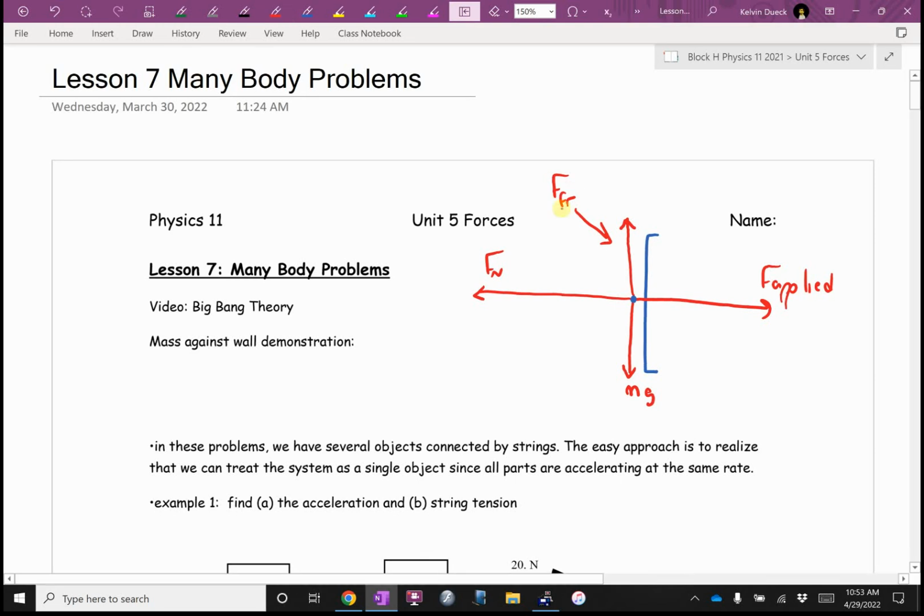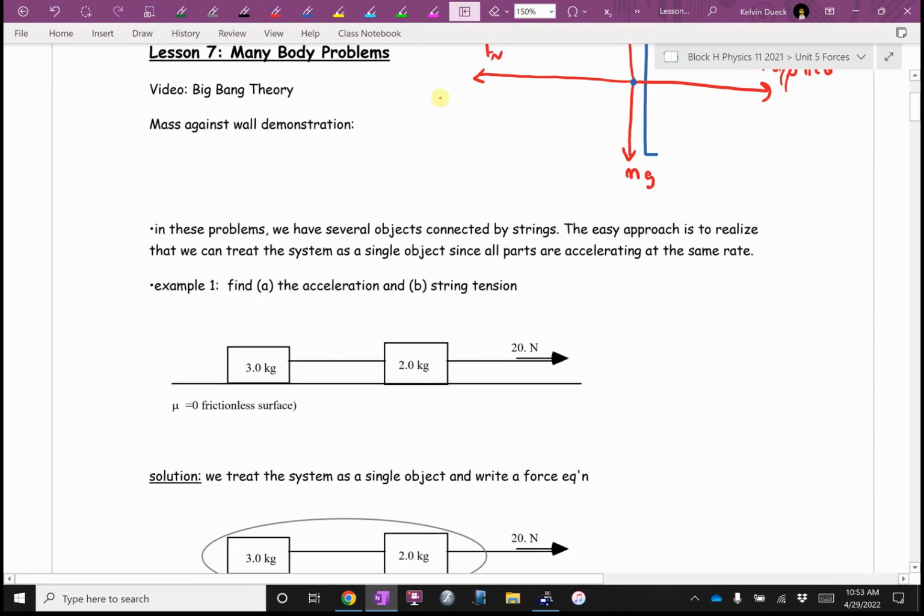Here's today's lesson. Many body problems. In these problems, we have several objects connected by strings. And we're going to add a restriction. So I have here an example. Here's two masses connected by a string. If the mass in my right hand, on your left, is accelerating sideways at 2 meters per second squared, what's the hanging mass accelerating up at?